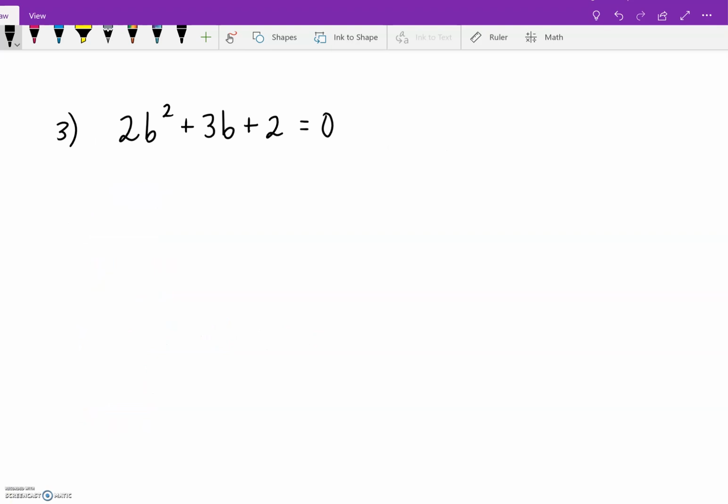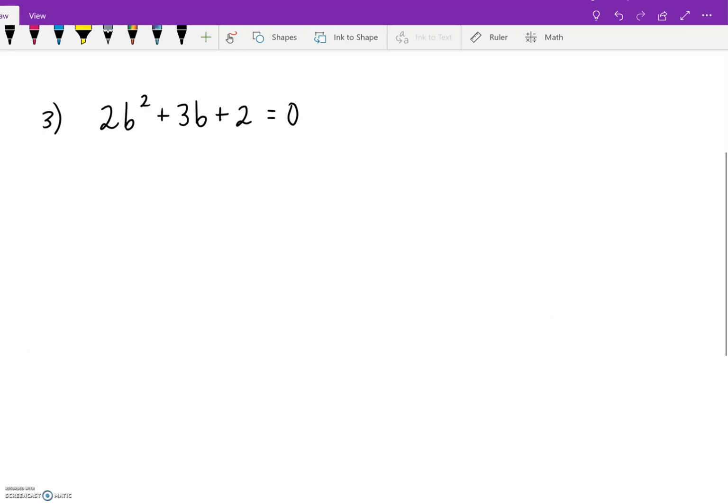All right, so looking at number 3, we have 2b squared plus 3b plus 2 equals 0. Like I said, I'm going to use the quadratic formula for this one. To me, it doesn't look like factoring is going to be super effective, and we do have that bx term, so I'm not going to try to solve by taking the square root. It simply won't work. If you wanted, you could complete the square, but this middle term is an odd number, so that's not going to be pretty. So I'm going to use the quadratic formula.